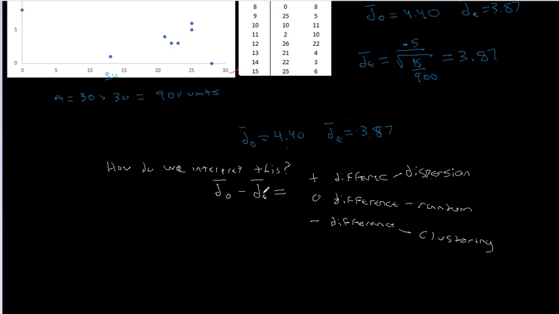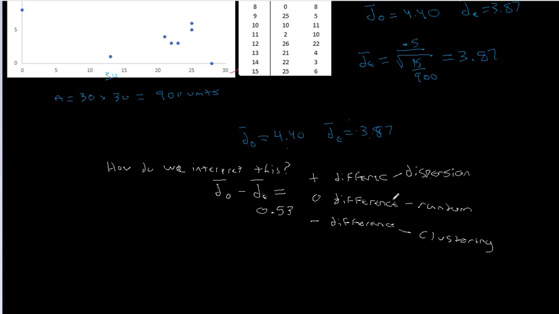Okay? So first of all, let's just quickly do this subtraction, which we didn't do. We talked about how to interpret the difference, but we never actually calculated it. So if we take our average observed distance, which is 4.40, and we subtract off this average expected distance, which is 3.87, we get a distance value of 0.53. Okay? So this is the number that we would then plug into this interpretation grid here. So we say there's a positive difference, and so this might indicate dispersion, right?